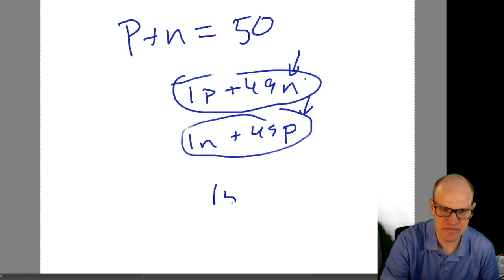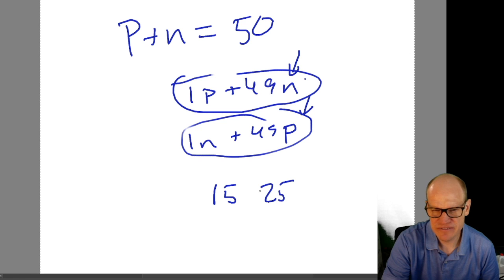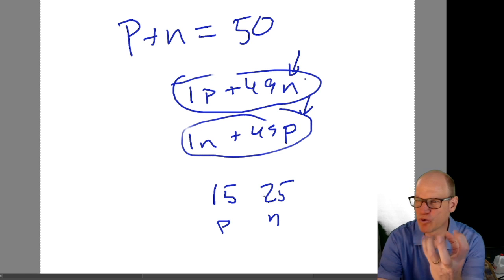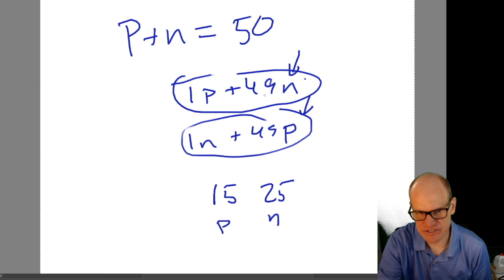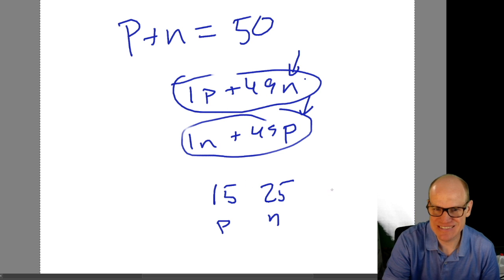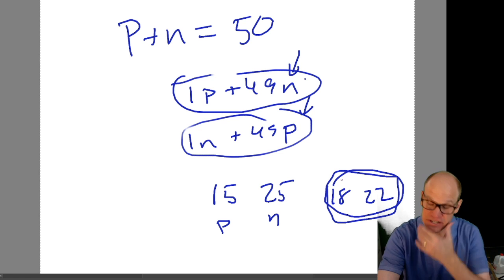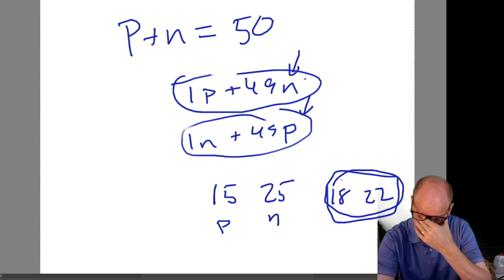So maybe like 15 to 25? So maybe the 15 to 25 mixture of protons to neutrons is going to be more tightly bound than the 1 to 49 mixture. And maybe it turns out that it's the 18 to 22 mixture that is the most tightly bound. Like this is the most energetically favorable combination of protons and neutrons.